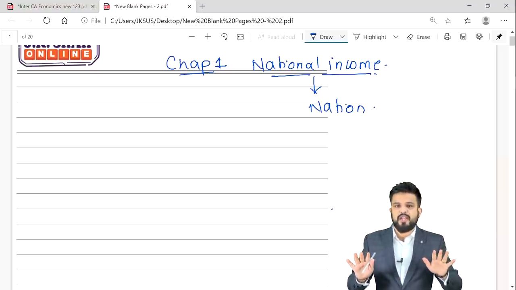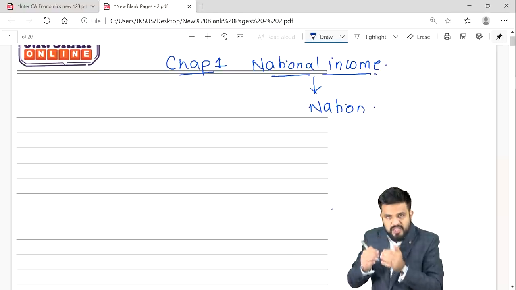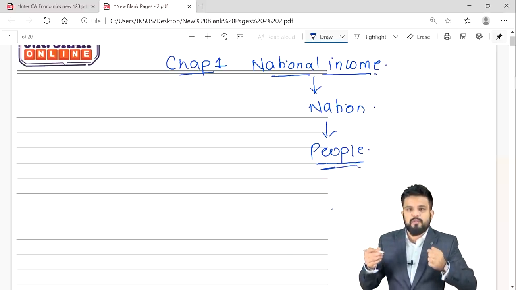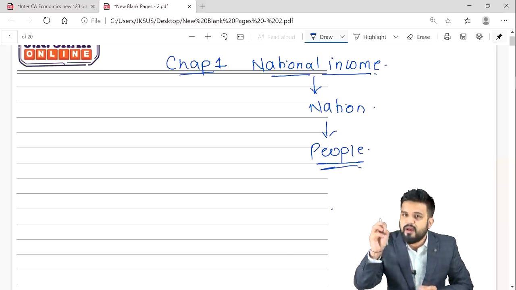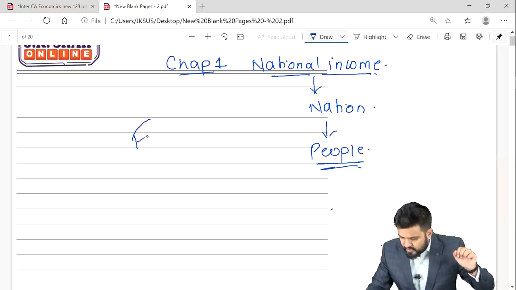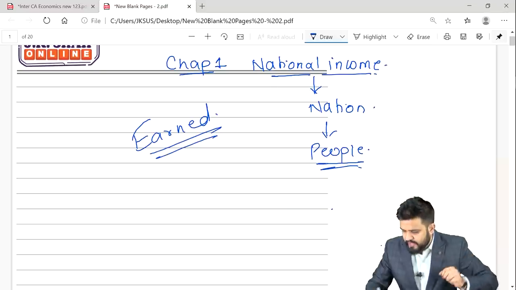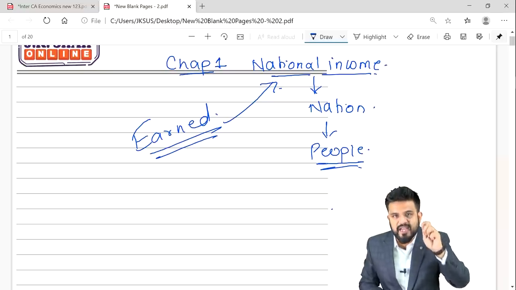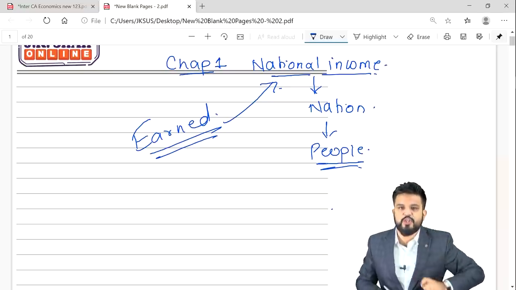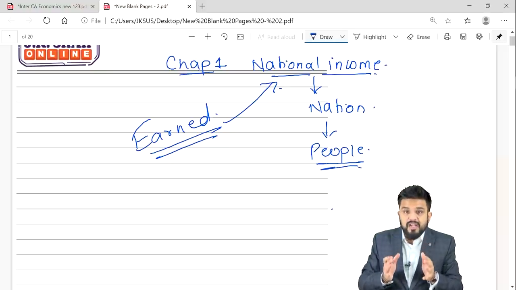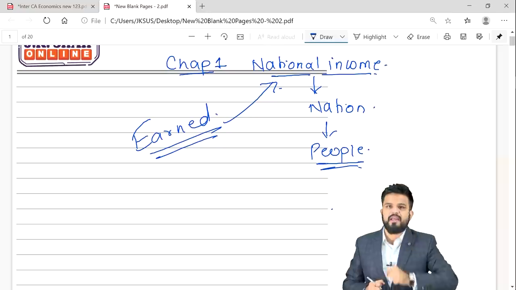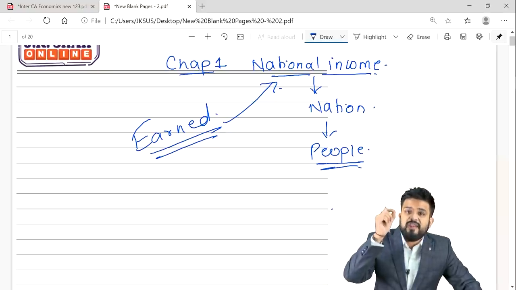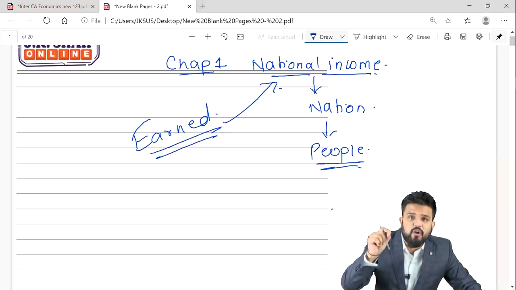So 2 things you need to understand here. Income of the nation is national income, but can I say the nation is made up of people? So we people will go out, we people will work, we people will earn, and our income will be a part of national income. But more important, earned income should be recorded in national income. Which income? Earned income, that is rent, wages, interest, profit, commission, brokerage, salary. The moment a person earns this income and discloses it, it will get recorded in national income.